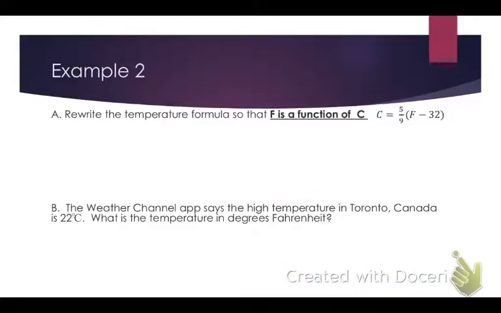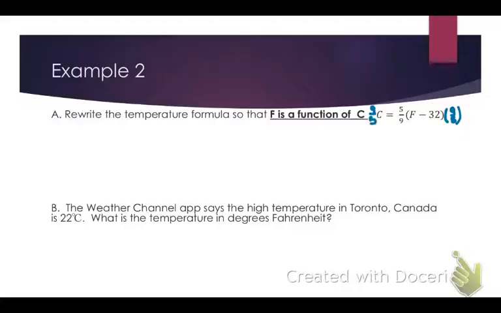Example 2 says to rewrite the temperature formula so that F is a function of C. Now, what this is really telling you to do is solve this formula for F. So, to do this, again, I have 5/9 out front. I want to get rid of that first, so it's held by multiplication, so rather than dividing, I'm going to multiply both sides by the reciprocal, which is 9/5.